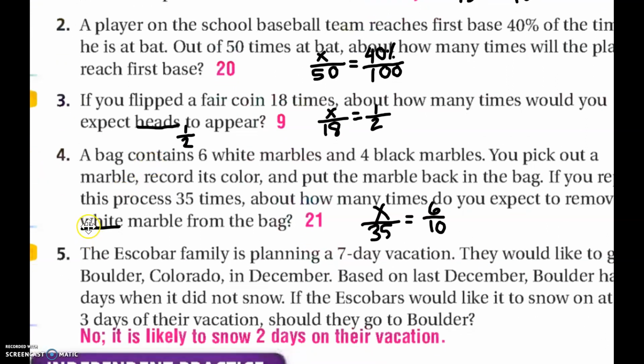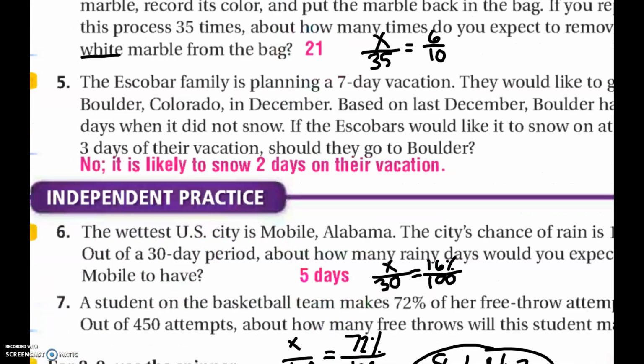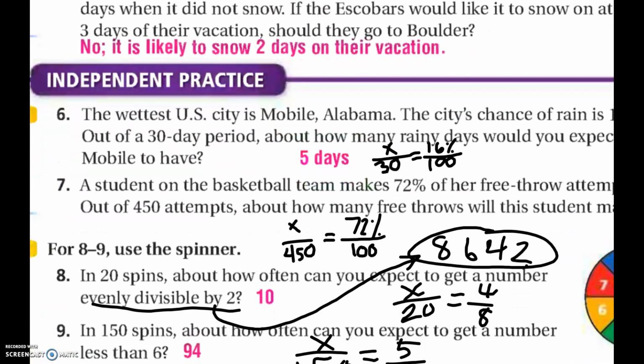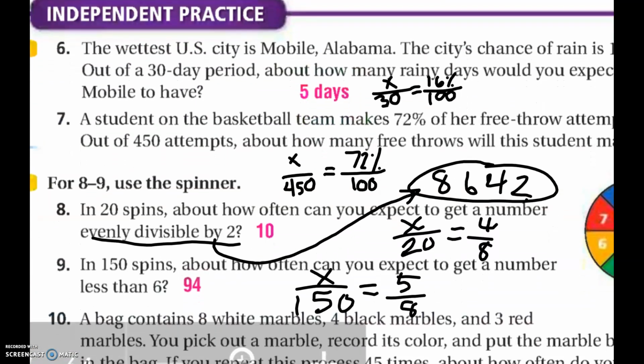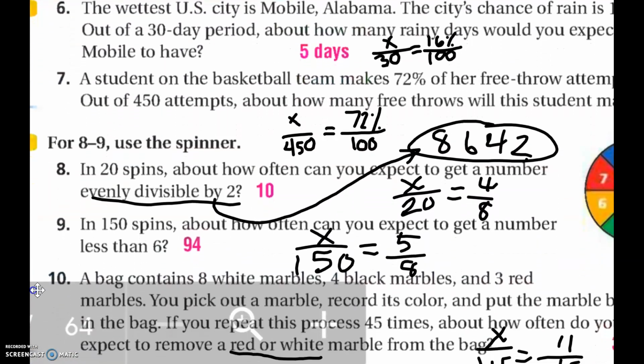Number 4 is the same. How many times would you expect to get white? There's 6 white. That's where this comes from. And 6 plus 4 is 10 marbles altogether. And you're doing this 35 times. Cross multiply to solve. We skipped 5. 6 through 10 are the same, just different examples.